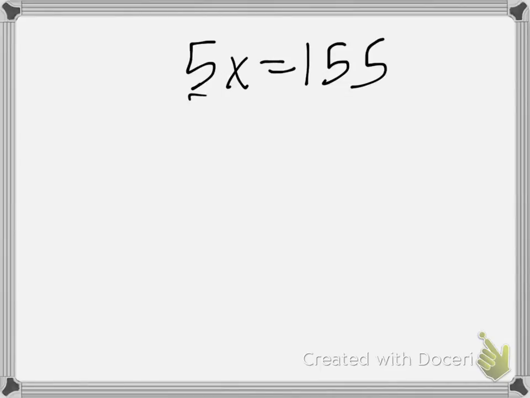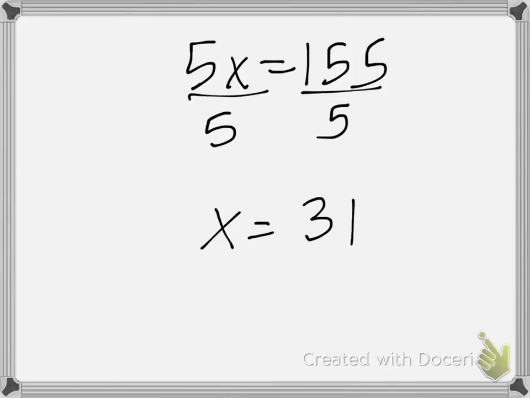Write that on the next page. Alright, so 5x equals 155. I'm going to solve for x by dividing both sides by 5. When you divide that out, x equals 31. So on number 14, they were supplementary, and x equals 31.